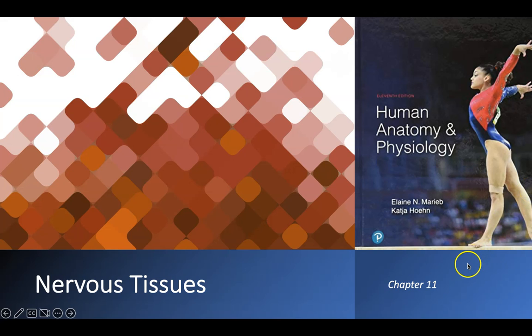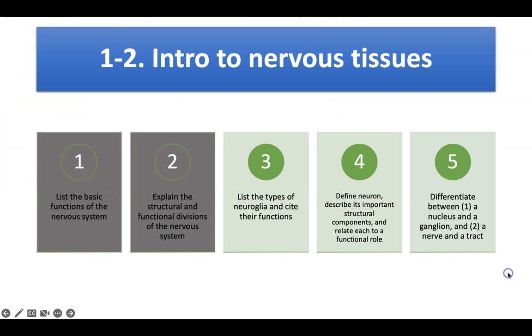In this video, I'll present information from Chapter 11 of Human Anatomy and Physiology, 11th edition. This chapter focuses on nervous tissues. In particular, we'll be looking at the cell types of the nervous system, including the glial cells and neurons.